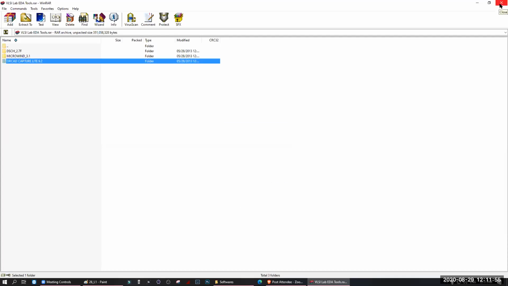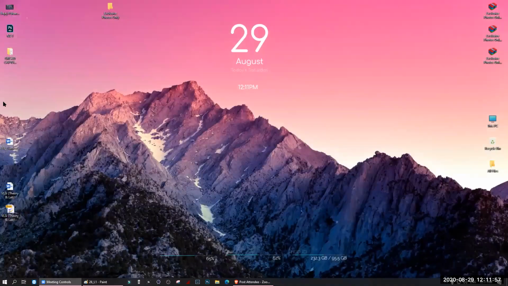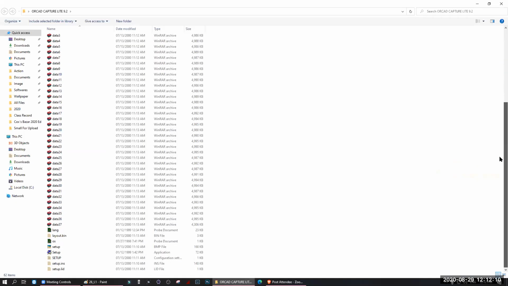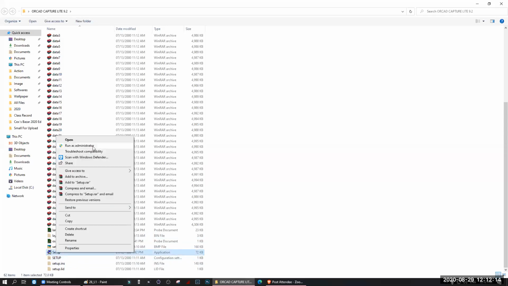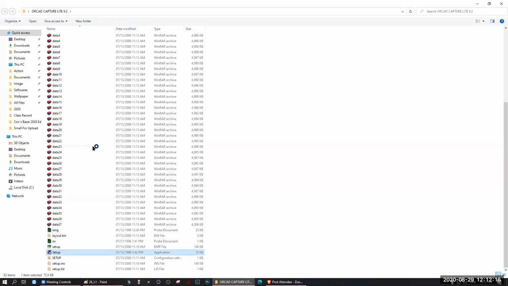After extracting, I'm going to close it. I'm going to go to my desktop here, this one, OrCAD Capture Lite 9.2. Double click. Here you will see a system folder or setup. Here is a setup file. Right click, run as admin. Yes.